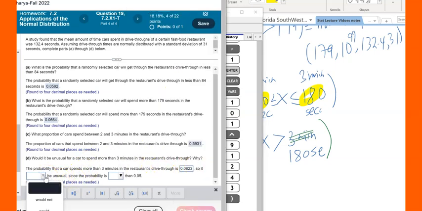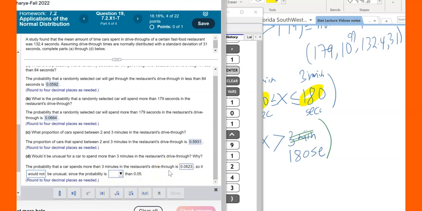It would be unusual, or would not be unusual, since the probability is what? Remember the cutoff is 0.05. Since 0.0623 is greater than 0.05, this would not be unusual. Okay, and that's all.